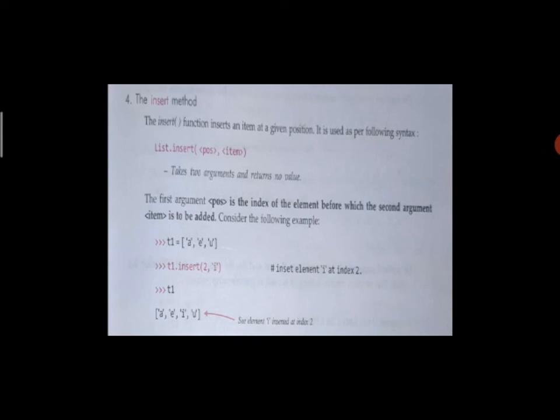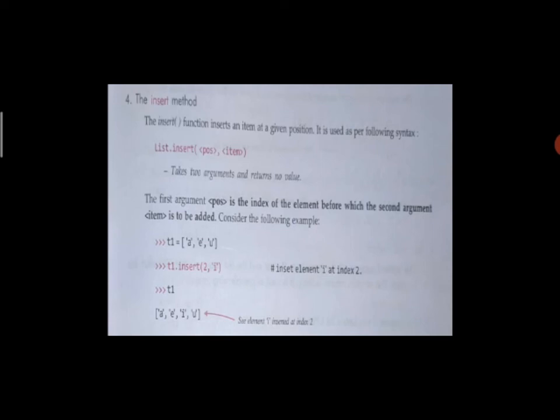T1 stores A, E, O, U. Now another value is inserted: t1.insert(2, I). 2 is the position in the list and I is the element to be stored. Now T1 stores A, E, I, O, U. So I is at the second position in the particular list.